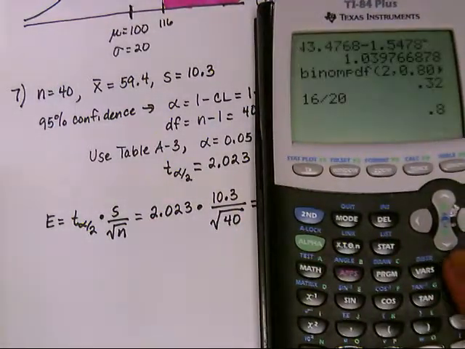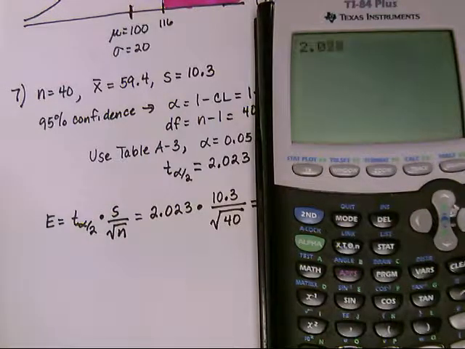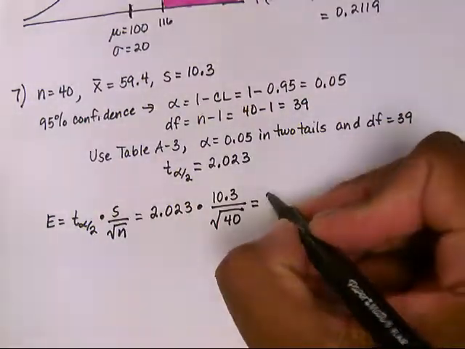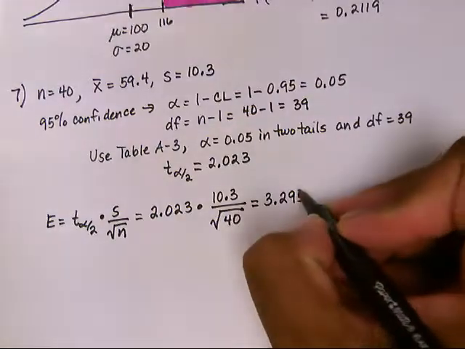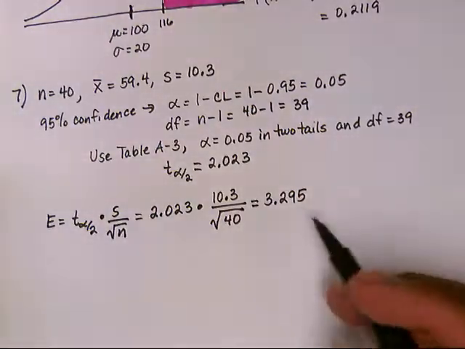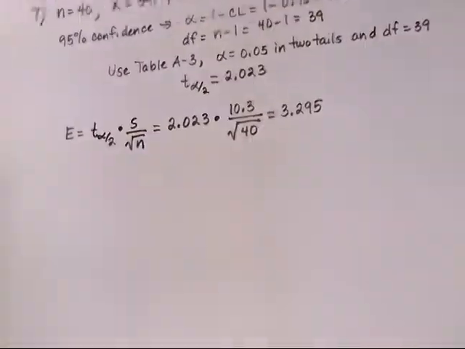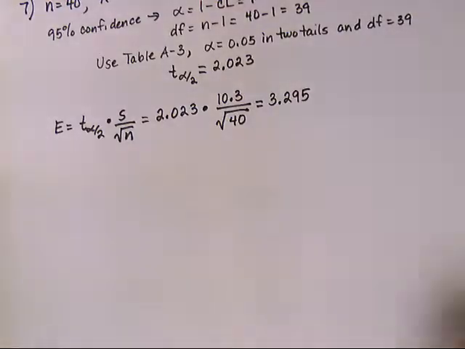So, if I have, let's say, 2.023 multiplied by s, which is 10.3, divided by the square root of n, second x squared, or the square root, and then 40, and then hit enter. And to 3 decimal places, I will get 3.295. That would be the margin of error. And now I have my margin of error. I know what x bar is. I can go ahead and construct my confidence interval.